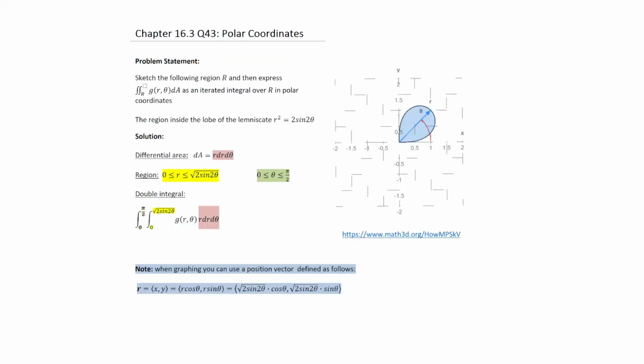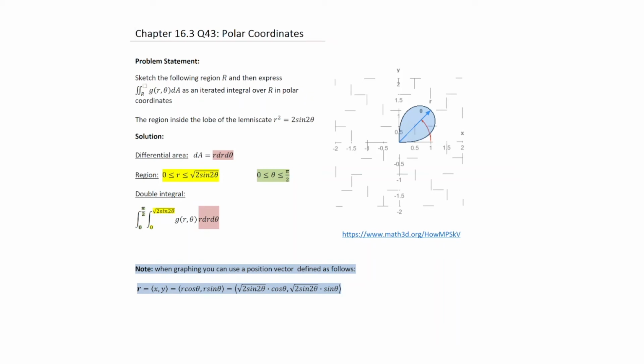And the last little problem I want to deal with is something called a lemniscate. The problem statement is to sketch the following region R and then express the integral of g(r, theta) dA over region R as an iterated integral in polar coordinates. They just want you to set up the integral, not actually solve it, since g(r, theta) is not given. So the region inside the lobe of the lemniscate, r squared equals 2 sine 2 theta.